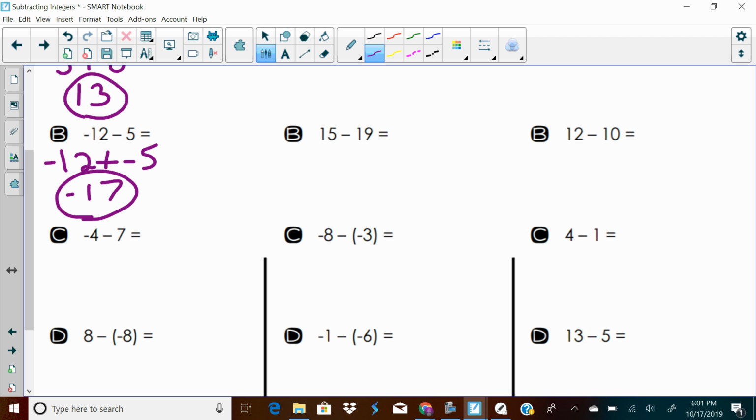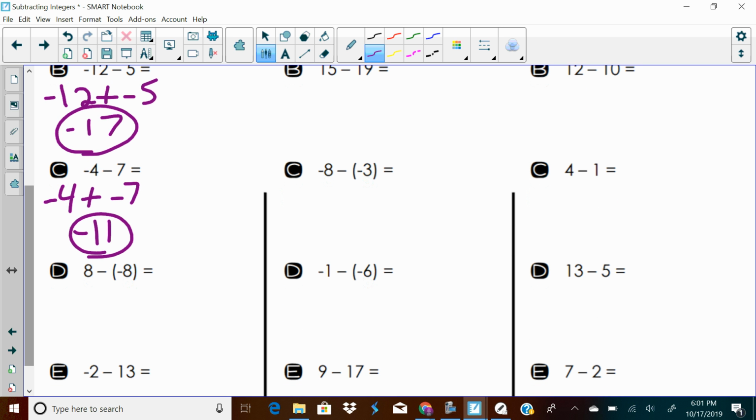For C, when I rewrite it, I keep the negative 4. The minus becomes a plus. The 7 becomes its opposite. So negative 4 plus negative 7 is going to give me negative 11 because I add and keep. D is going to be keep the 8. Minus becomes a plus. Negative 8 becomes its opposite. 8 plus 8 is going to be 16.